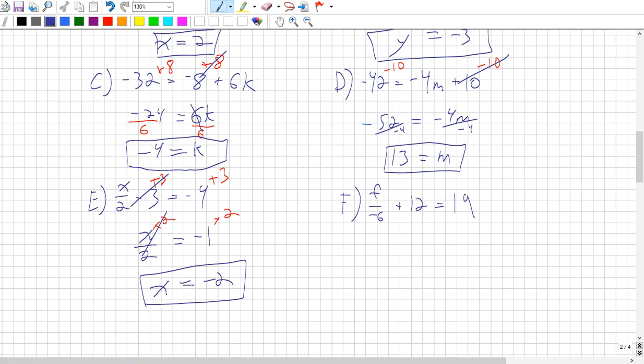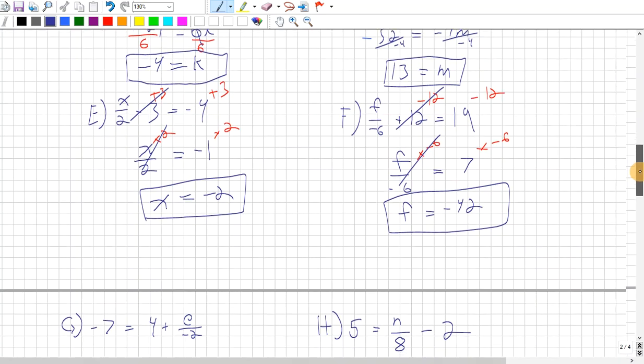The last example on this page, so f divided by negative 6 plus 12 is equal to 19. Should be fairly apparent what to do first again. So I subtract 12 on both sides. Then I'm left with f over negative 6 is equal to 19 minus 12, which is 7. Then I multiply by negative 6 on both sides because that's the opposite operation. Those equal 1. I'm left with just f is equal to negative 42.